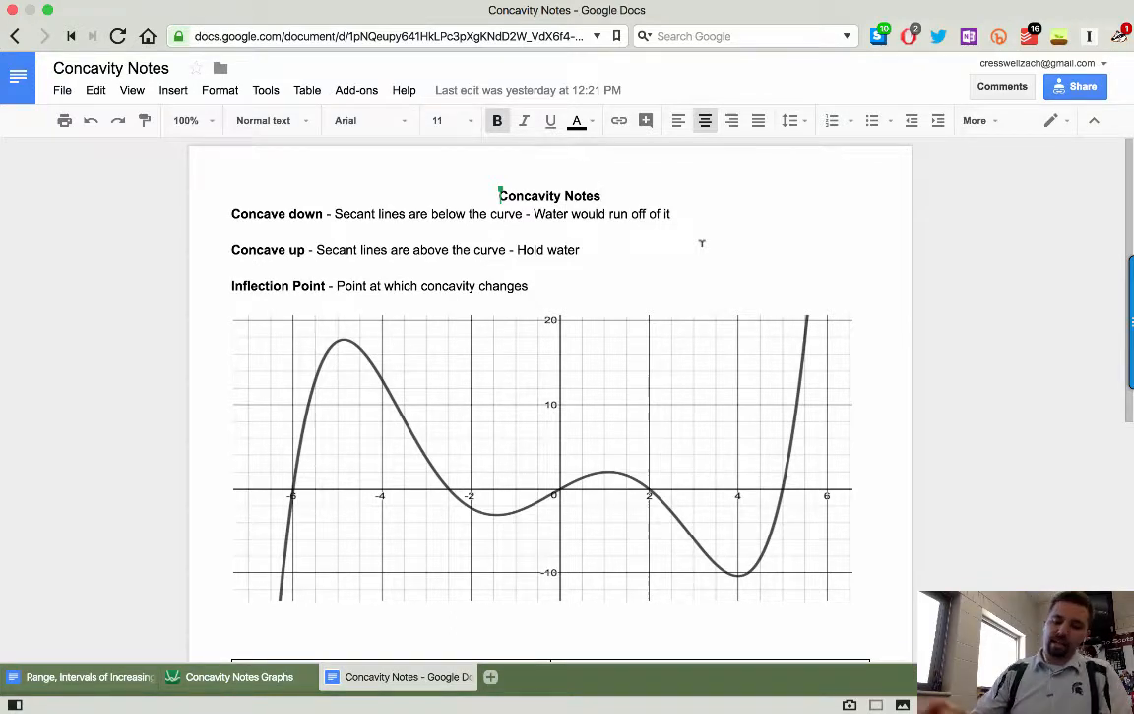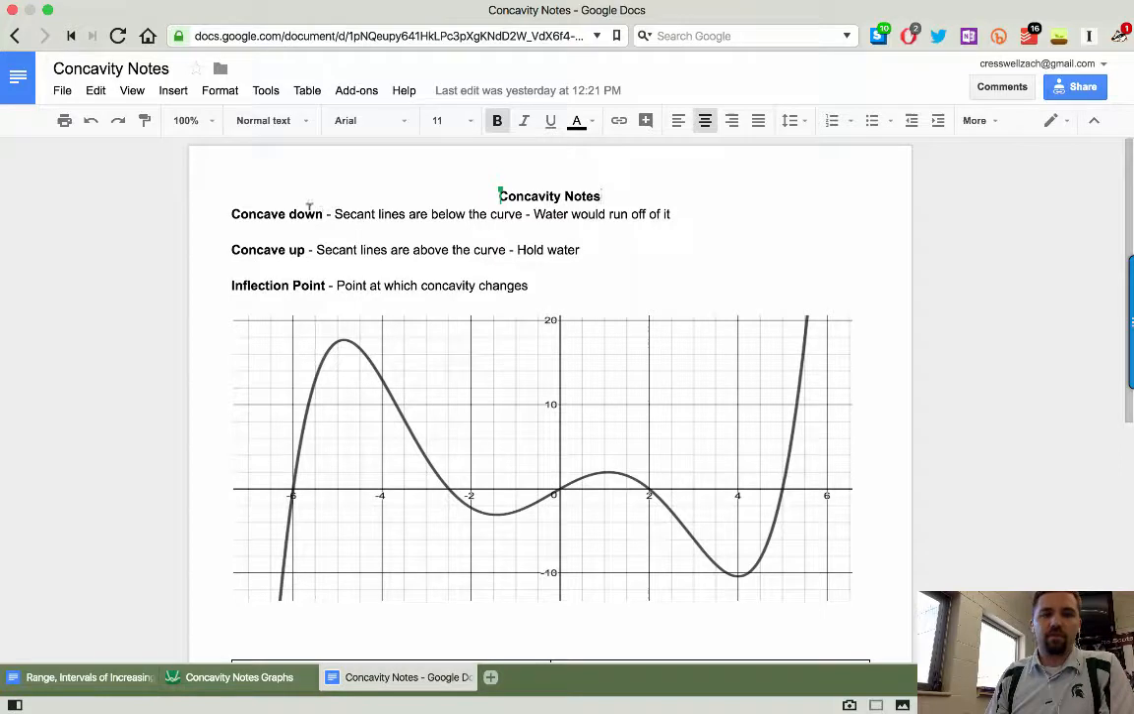Okay, so we're talking about concavity, and the first thing we want to establish is definitions for concave down and concave up. We've already talked about increasing and decreasing. That's when the graph is going up from left to right or going down from left to right. All right, concavity talks about a different aspect of the graph.